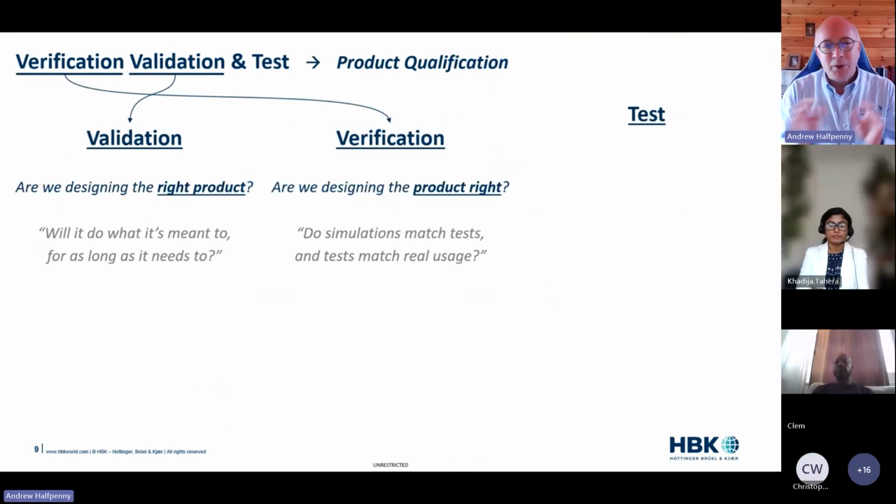So let's just put it a slightly other way. When we talk about verification, validation and test, that leads to product qualification. I've just reversed some of these definitions and chose some definitions here from papers. When we talk about validation, we're talking about, are we designing the right product? And when we talk about verification, we're saying, are we designing the product right? All we've done is reverse the two words.